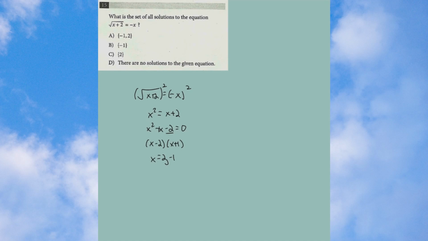However, if we plug the 2 back in, we have square root of 2 plus 2 is equal to negative 2. We have square root of 4 is equal to negative 2. And in this case, 2 does not equal negative 2. And so the real answer is only negative 1. So our answer is B.